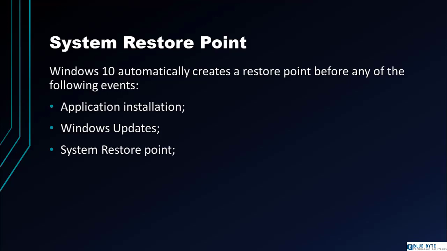System restore point. Windows 10 automatically creates a restore point as a backup before any restore operation starts. This way, if you accidentally restore Windows to an incorrect restore point, you can undo that restoration.